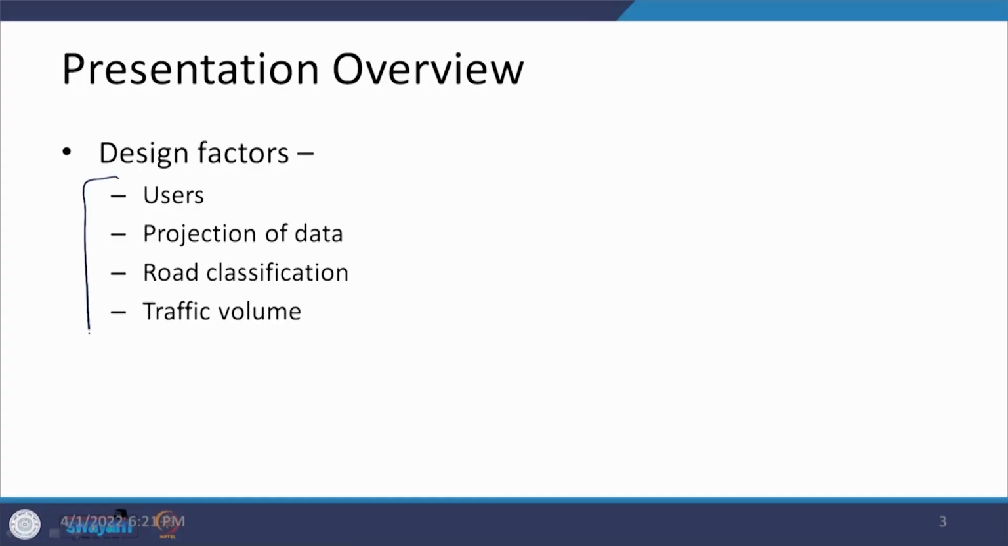So, looking at this type of aspects, we are also going to continue with the rest of the factors here. Today in this particular interaction we are going to talk about users and the projection of data. As I said in the previous interaction, the data here means the land uses, population, vehicular numbers, etc., the road classification, and finally we will touch upon the traffic volume, which probably is going to be continued in the further interactions. So, let us look at the first thing for today's interaction, that is the users.